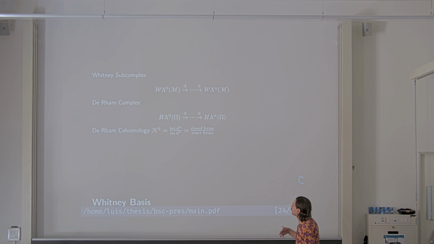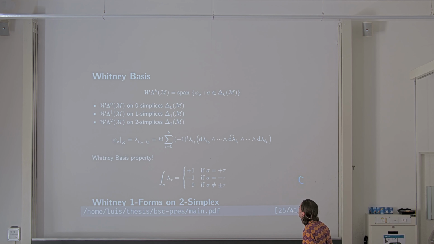We can do de Rham cohomology on these spaces. And now we're talking about closed forms and exact forms. And the existence of these forms also represents the topology. De Rham's theorem tells us that the cohomology here is the same as the simplicial homology.